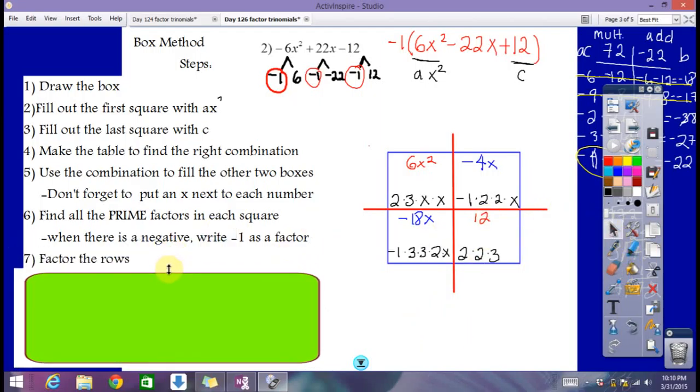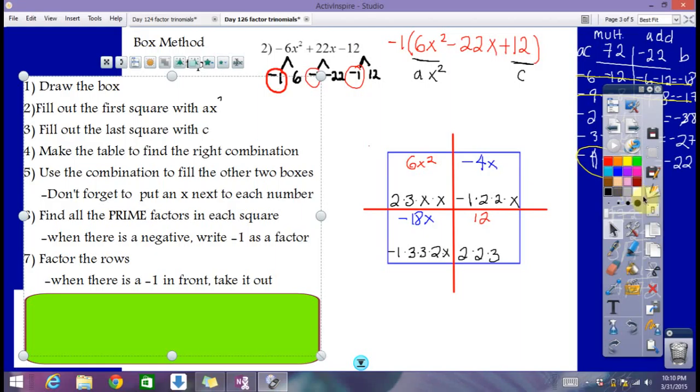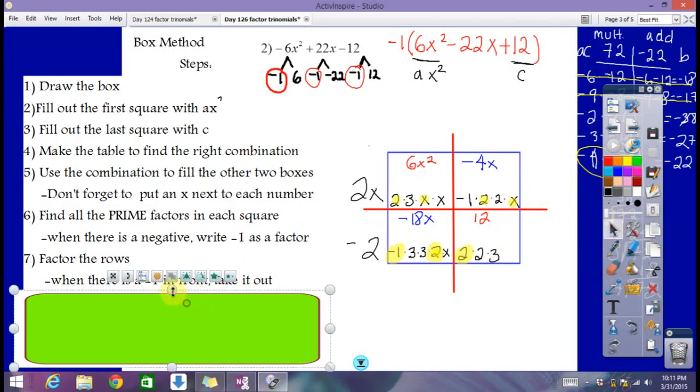Next step is factor the rows. And when there's a -1 in front, take it out. Okay, so let's see what we have in common in this row. We have in common a 2, and we have in common an x. Nothing else? I don't think so. So that's what's going to go outside. And then the second row, we have in common a 2, and that's it. But when there's a -1 in the front, take it out. Here's a -1 that we have to take out. So that will be -1 times 2, that's -2. Okay, so we're done with the rows.